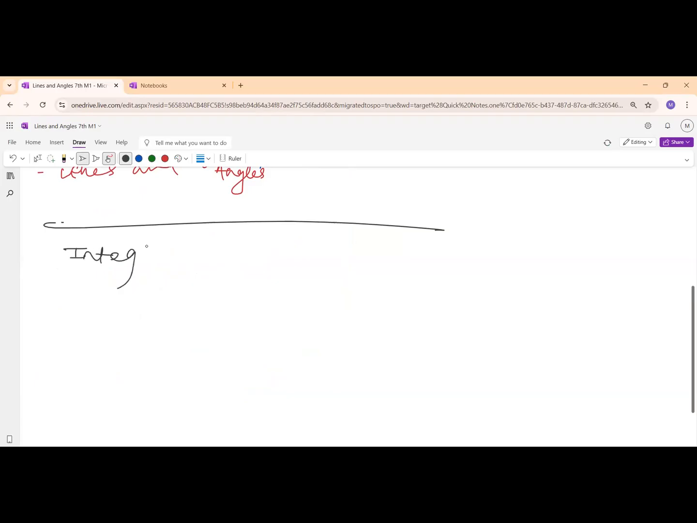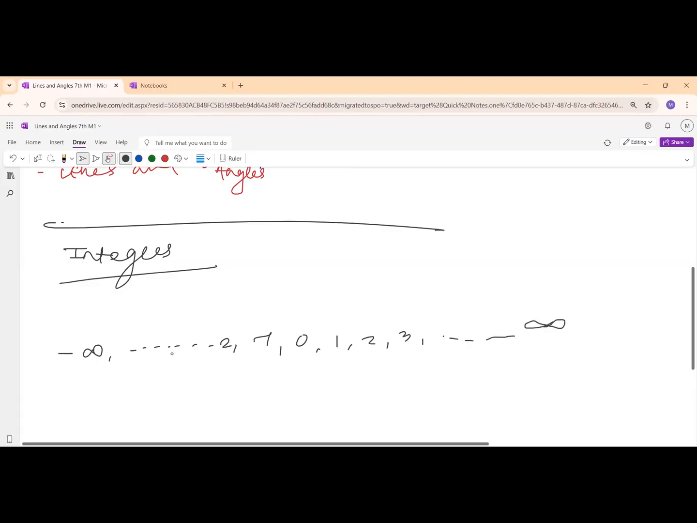What were integers? Integers were numbers including negative numbers: minus infinity to minus 2, minus 1, 0, and then 1, 2, 3, and this goes on to infinity. So this set of numbers is known as integers, a set of negative numbers, 0 and positive numbers.